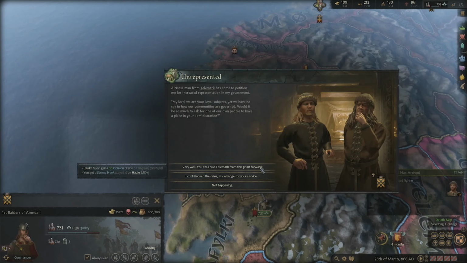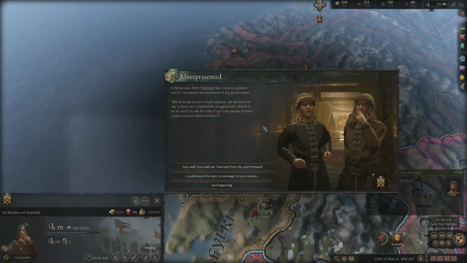Unprecedented. A Norseman from Telemark has come to petition me for increased representation in my government. My lord, we are loyal subjects, yet we have no say in how our communities are governed. Would it be so much to ask for one of our own people to have a place in your administration?